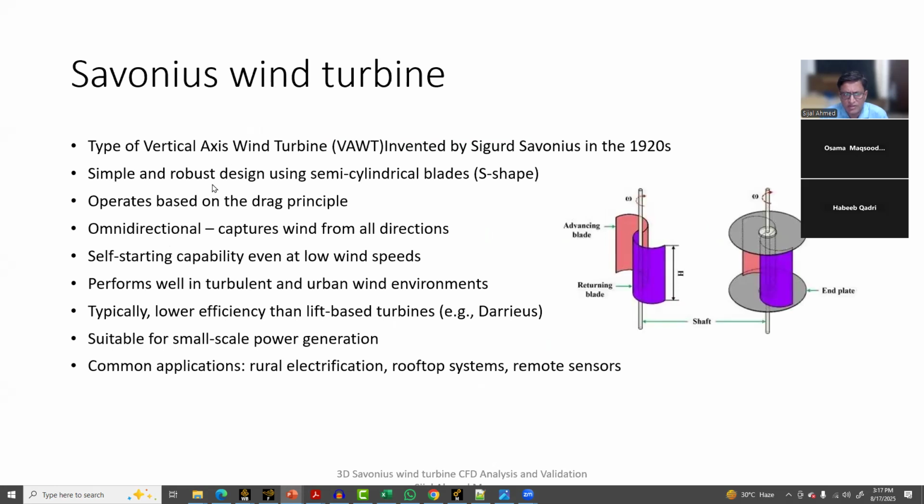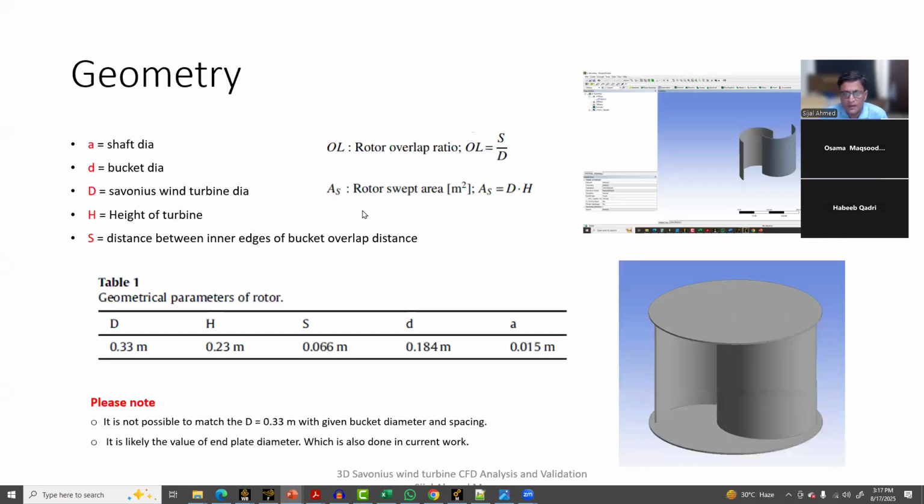So the general theory of the Savonius wind turbine is given here. It was invented by Sigurd Savonius in the 1920s. And after that, from the same reference, we have the data, which is given here. And the geometry you are seeing here is actually made by myself, and I will be teaching that in the course.